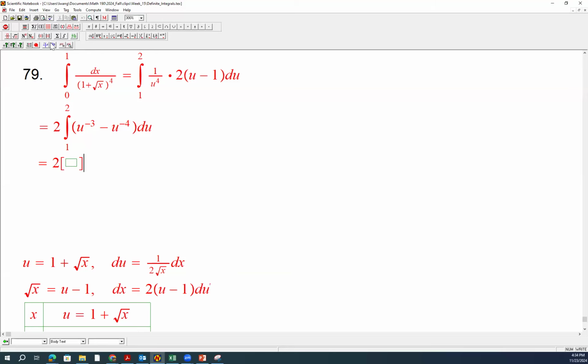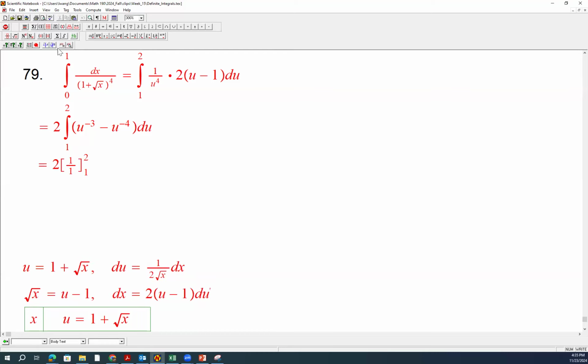And on the outside, we're going to use 1, 2. So the inside is the antiderivative. This is 1 over 1 minus 3 u raised to the power of -2. Sorry, -2. Subtracting over here is going to be 1 over 1 minus 4 u raised to the power of -3. Okay, and simplify.